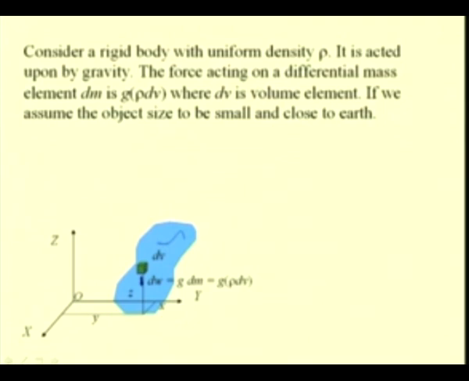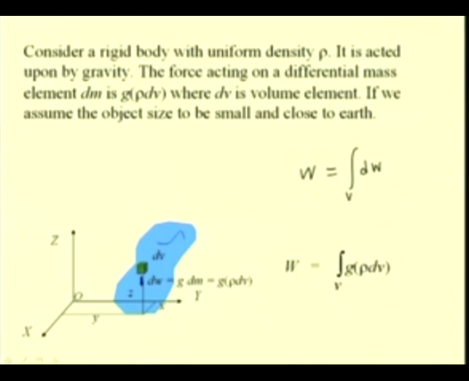So, with this assumption, let us see how to find the resultant of all these forces, that is dW. The resultant of these forces, if we say it is W, is equal to summing up all these differential weights over the volume V of this object, which is equal to the integral over the volume of g rho dV. So, this expression gives the resultant of all these differential weights.